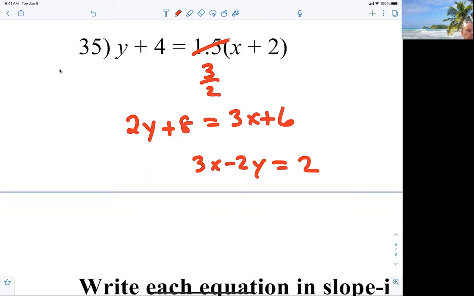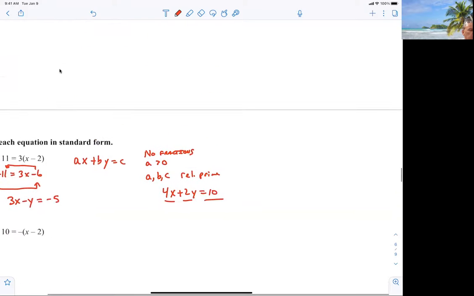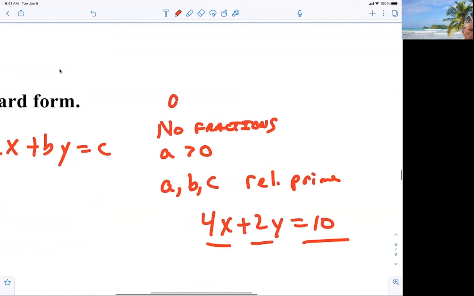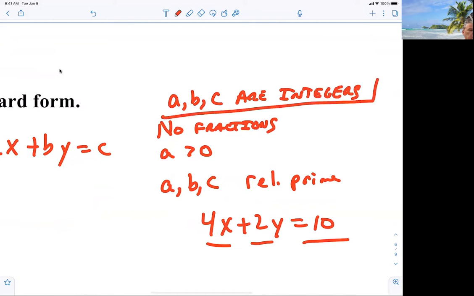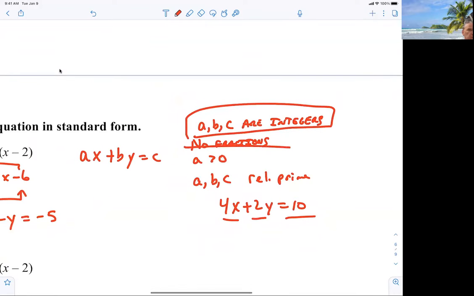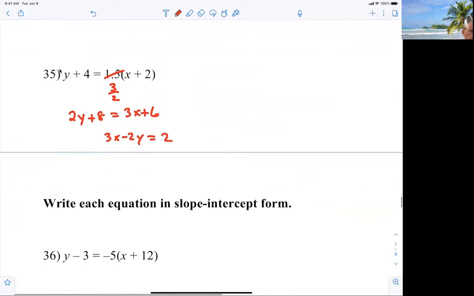So decimals aren't allowed either. Technically I should put up here that A, B, and C are integers instead of no fractions. I should have written that instead of saying no fractions. And then that would apply to what? Decimals then. Yeah. All right.